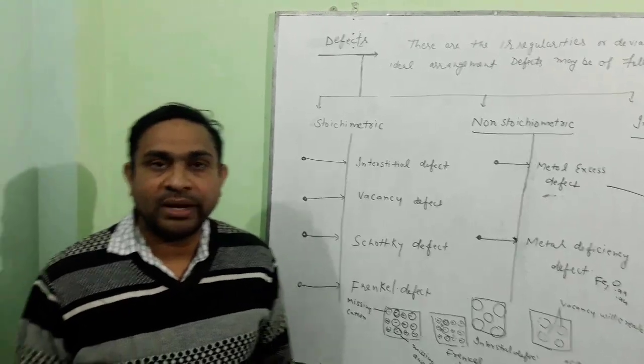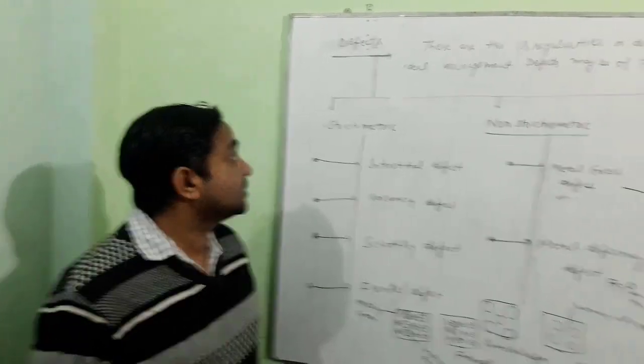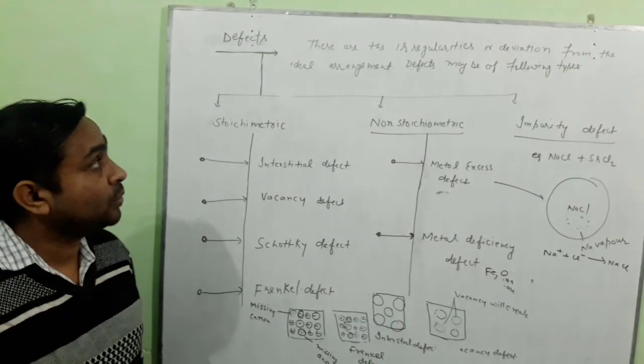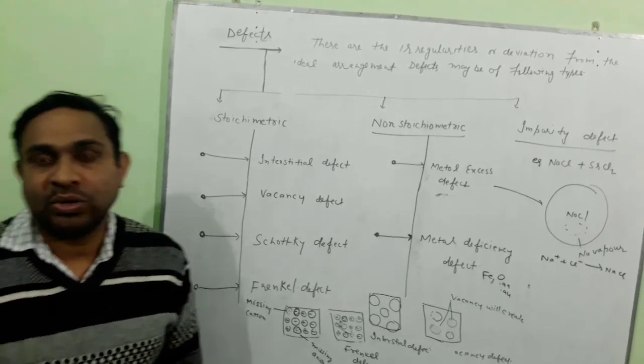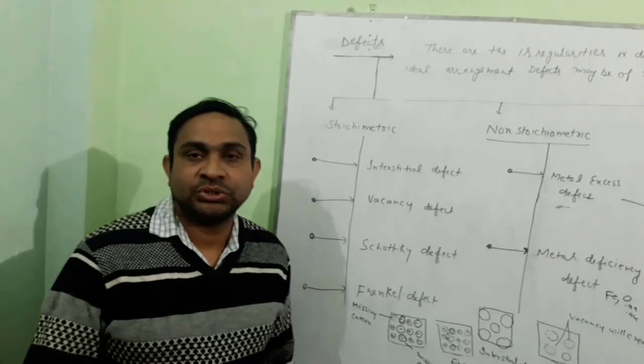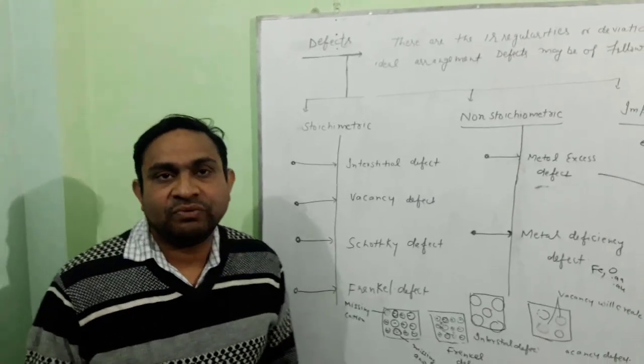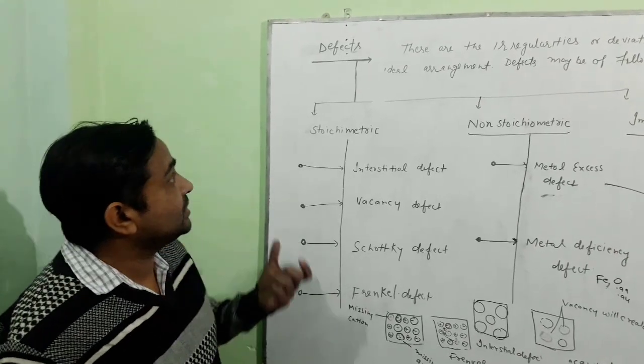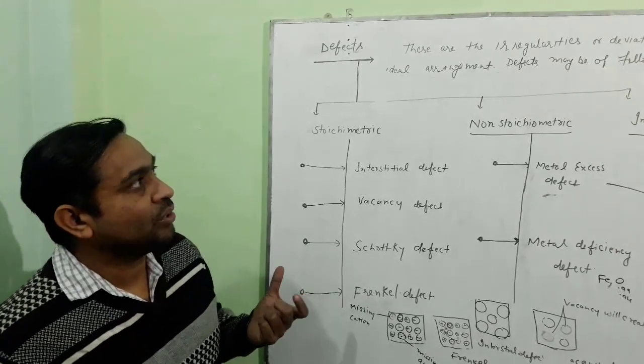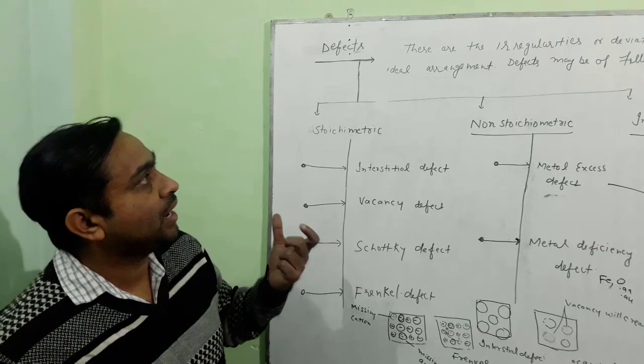Today I am going to teach on the topic of defects. First of all, I would like to mention what defects are, how they are created, and what the difference is between the Frenkel defect and the Schottky defect. First, what is a defect? These are irregularities or deviations from the ideal arrangement.